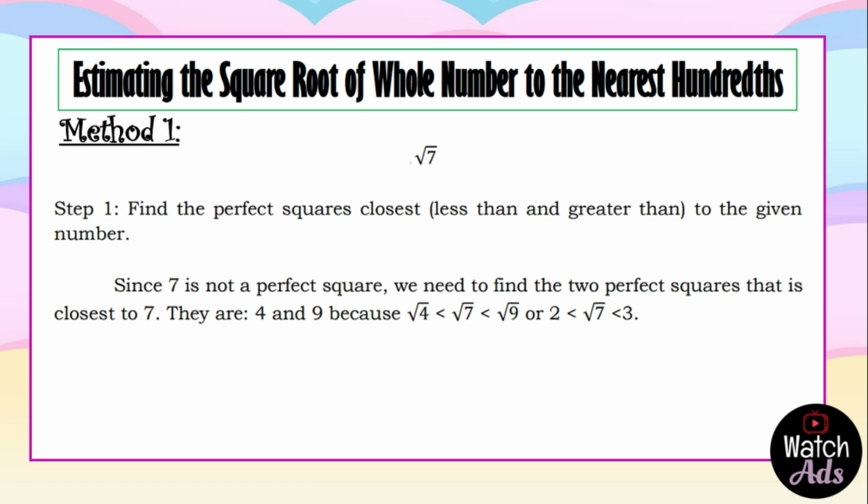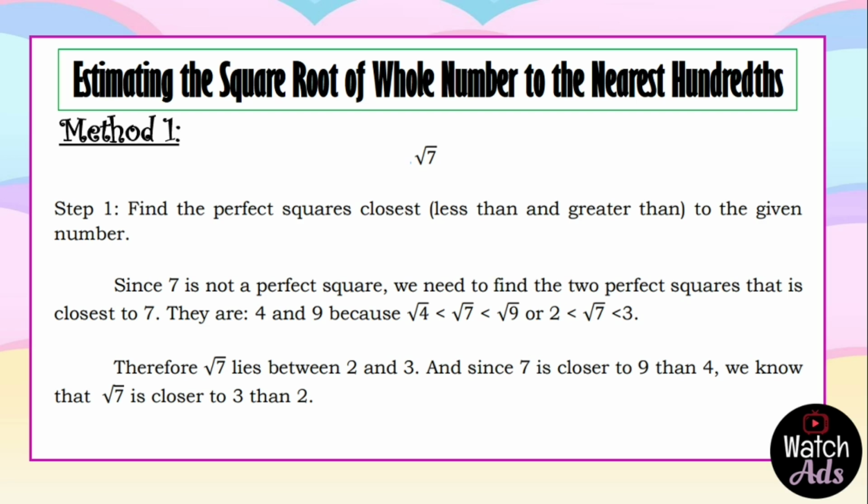They are 4 and 9, because the square root of 4 is less than the square root of 7, which is less than the square root of 9. Or 2 is less than the square root of 7, which is also less than 3. Therefore, the square root of 7 lies between 2 and 3. And since 7 is closer to 9 than 4, we know that the square root of 7 is closer to 3 than 2.